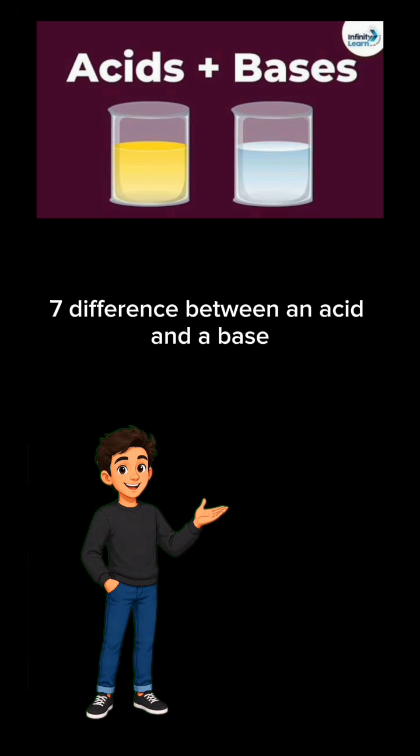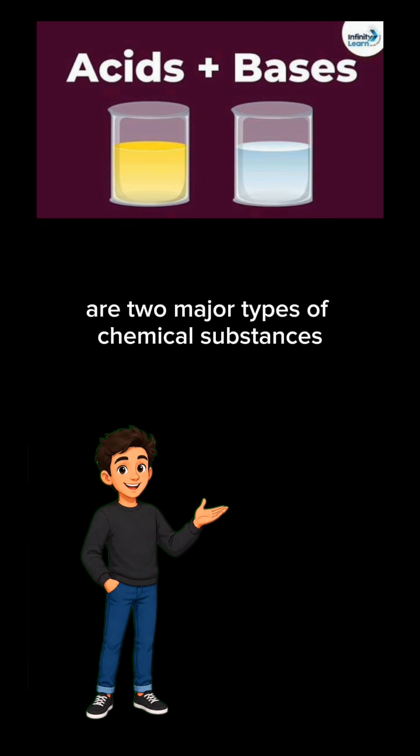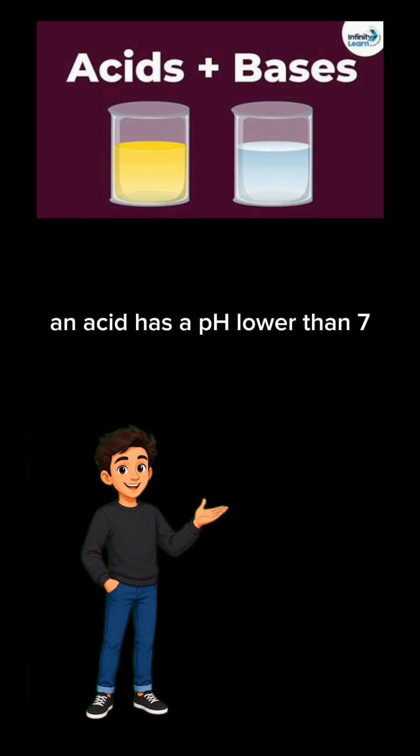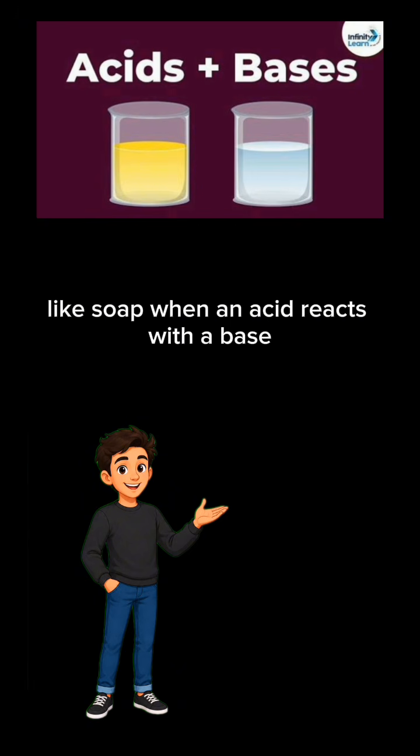7. Difference between an acid and a base. Acids and bases are two major types of chemical substances. An acid has a pH lower than 7, like lemon juice. A base has a pH higher than 7, like soap. When an acid reacts with a base, the result is usually water and a salt.